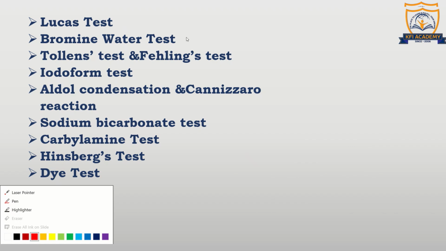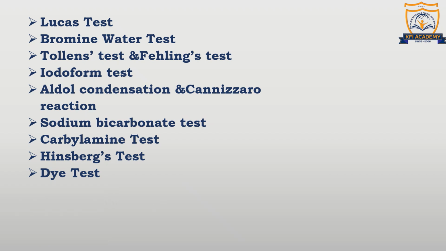Then some tests to distinguish between pairs of compounds. Every year, one or two questions will come. Lucas test: for what purpose? Lucas test is for distinguishing primary, secondary, tertiary alcohol. Bromine water test for phenol and aniline. Tollens test and Fehling test for aldehyde. Iodoform test only for methyl ketones. Aldol condensation: presence of alpha hydrogen and absence of alpha hydrogen. This is absence of alpha hydrogen. Bicarbonate test: test for carboxylic acid.